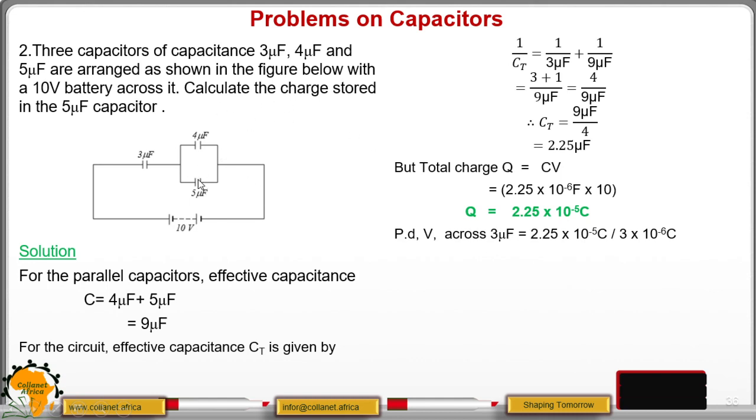But for us to get that, we need first of all to get the charge that is stored in this one, which is in series. And by so doing, we know that the PD across 3V will be equal to, the PD is different from here.